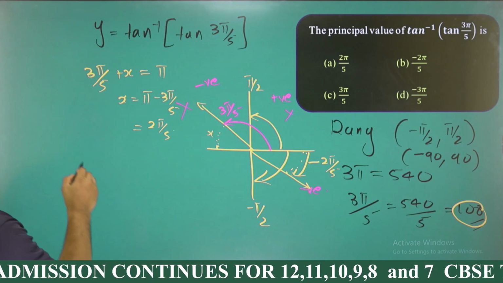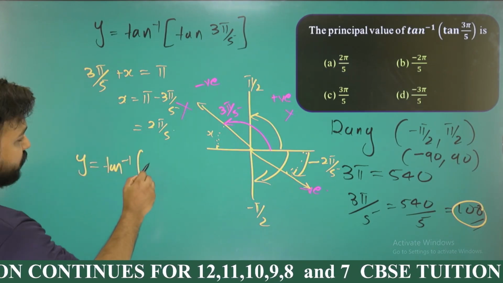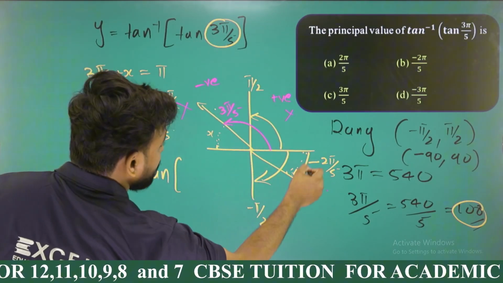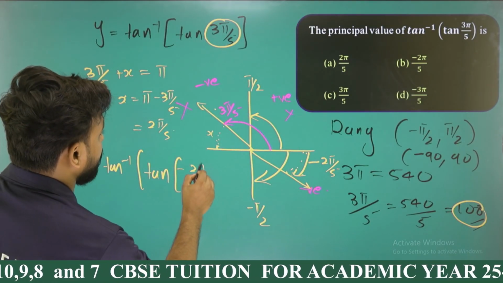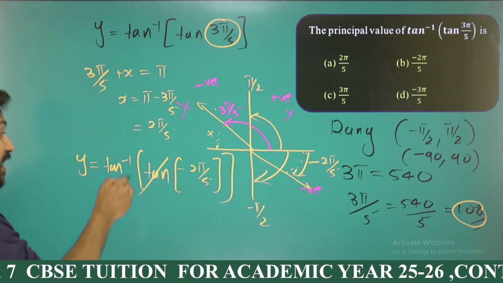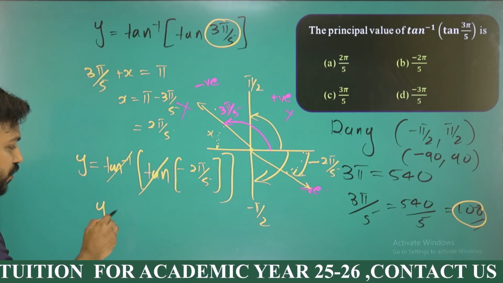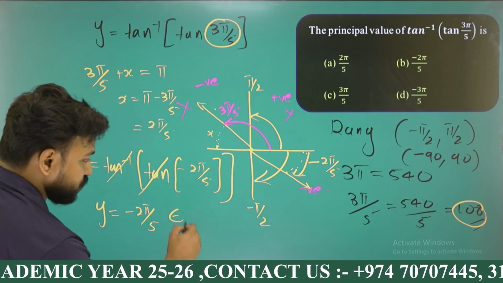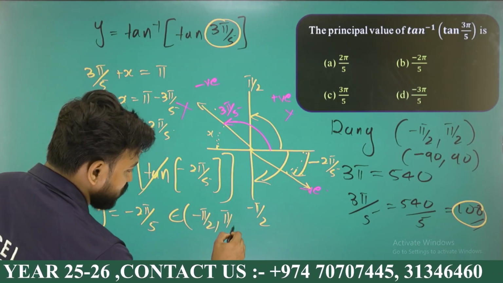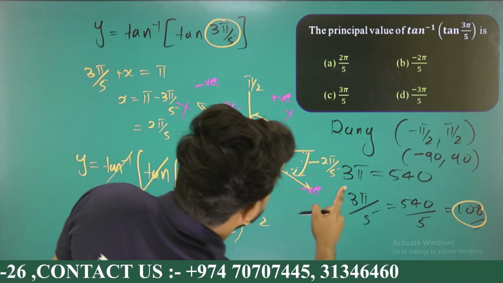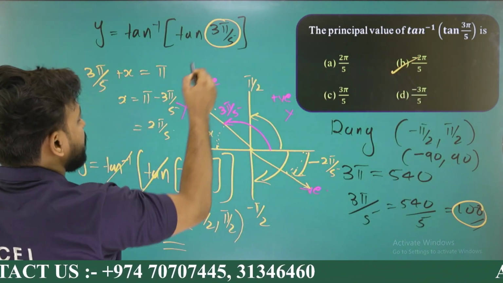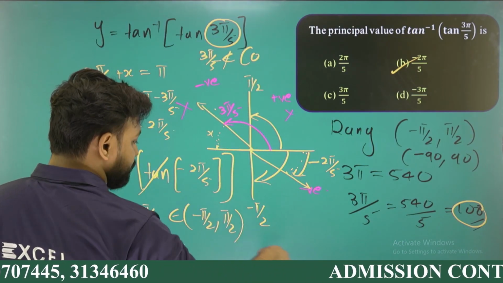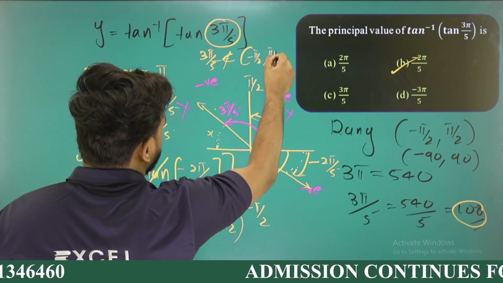Ready? So what can we write? y is equal to tan inverse of tan of, instead of 3 pi by 5 in this quadrant, I can choose here, that will give the same value, that is minus 2 pi by 5. So now you can confidently cancel it. Why? Because your answer is minus 2 pi by 5. This belongs to where? Belongs to the open interval minus pi by 2 to pi by 2. Which option? Minus 2 pi by 5. This one. And here you can say 3 pi by 5 does not belong to the open interval minus pi by 2 to pi by 2.